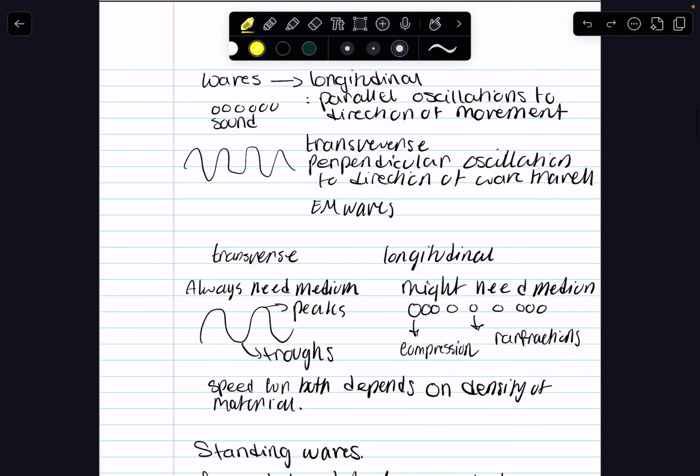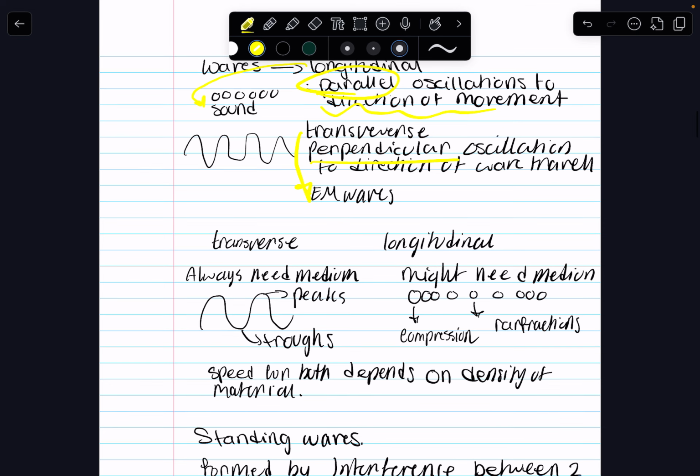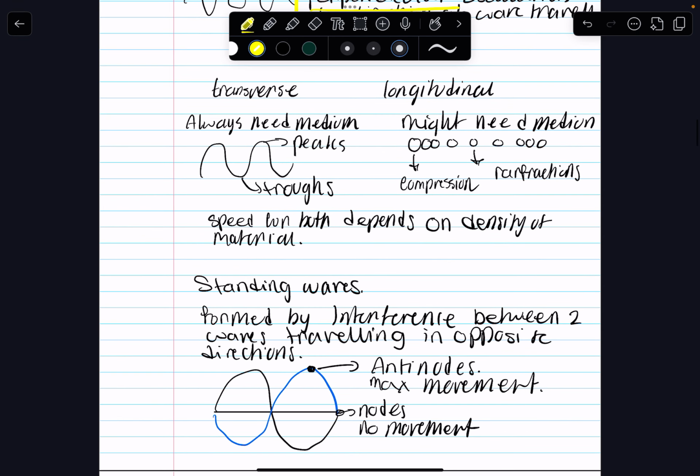Then you have two kinds of waves, so that's longitudinal and transverse. So longitudinal has parallel oscillations to the direction of wave travel, like sound, and then transverse has perpendicular oscillation to the direction of travel. Transverse could be EM waves, so electromagnetic, like radio waves, microwaves, all of those, and then longitudinal could be sound waves. So again, the comparison between these two is really important. Make sure you know it.